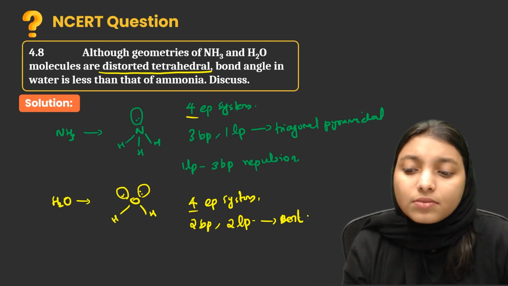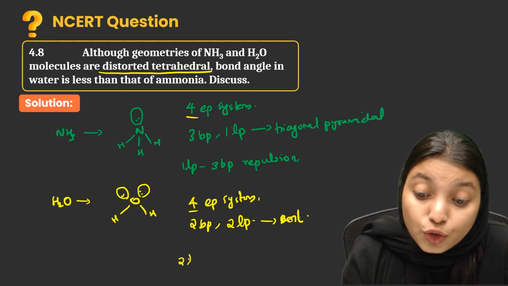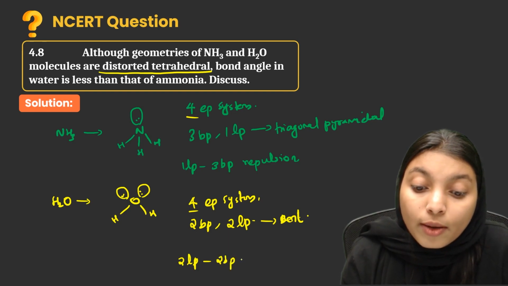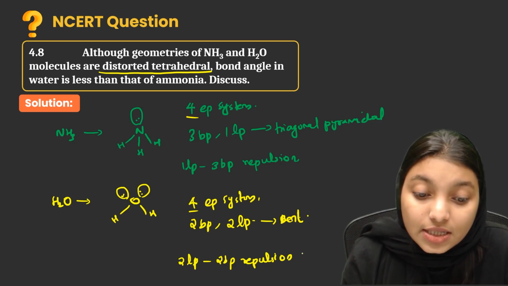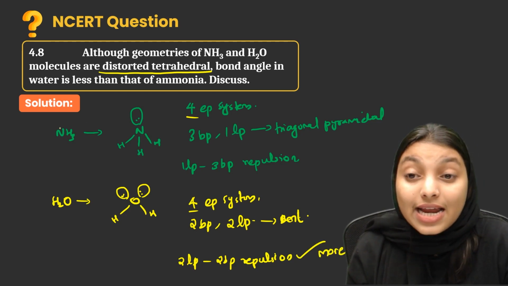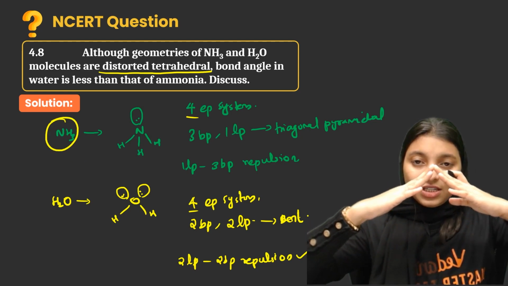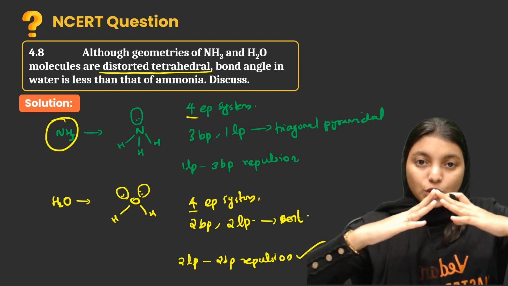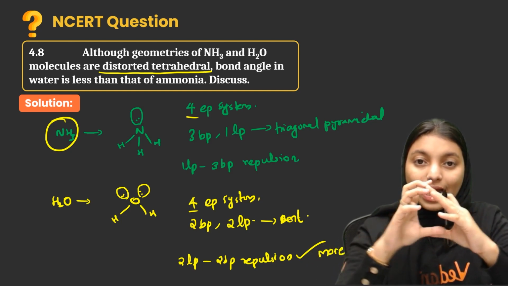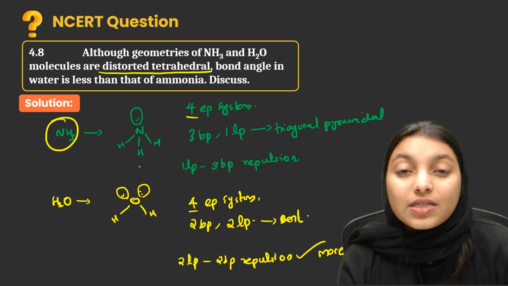Right? Now, if you look at this, you can see here they have 2 lone pairs and 2 bond pairs. So if you compare the two repulsions, this repulsion is more than the repulsion present in ammonia. These 2 lone pairs will repel the 2 bond pairs inward, so that their bond angle is decreasing, but there is not that much lone pair repulsion present in ammonia.